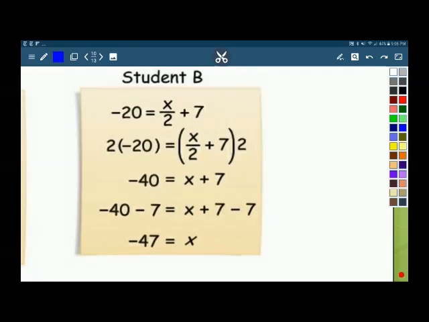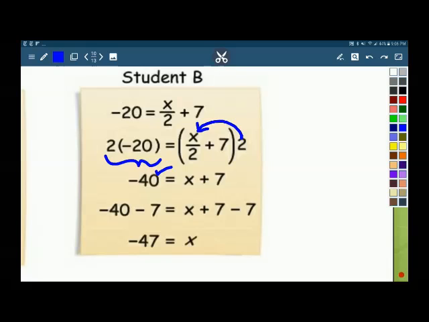So they decide they want to clear the fraction first. They notice, okay, we've got a denominator of 2. We want to multiply everything by that 2. They take the entire right side, they multiply it by 2, and the entire left side, they multiply it by 2. Which 2 times negative 20 does in fact equal negative 40. The only problem I see here is it looks like they did this one correctly.